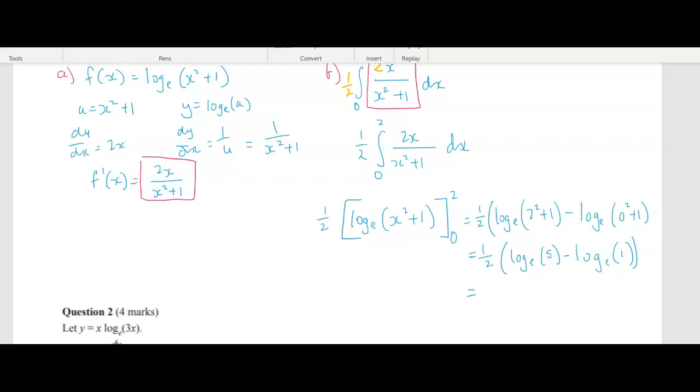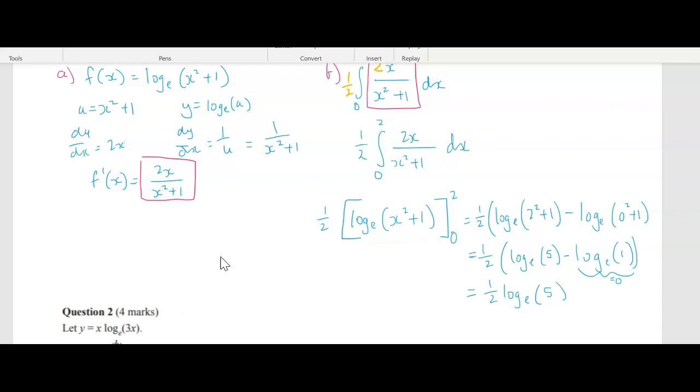Alright. Now, when your argument is 1, that's going to be 0, so we're just left with half log base e of 5. Because when your argument is 1, so the 1 in the brackets, that's equal to 0. So your answer is a half log base e of 5.